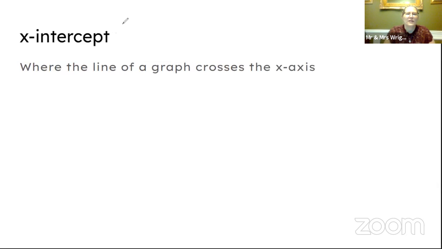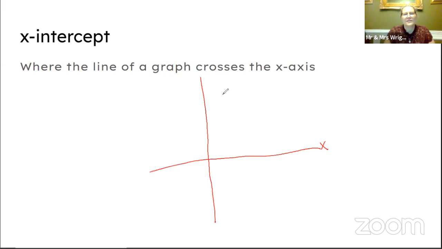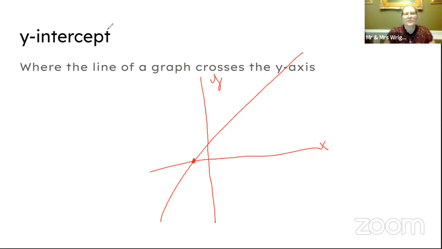X-intercept, that goes back to our graph. We have our y-axis and our x-axis. And the x-intercept is where the line, or the graph of the line, would cross the x-axis, okay? And that brings us to y-intercept, which is exactly the same thing, but on the y-axis. It's where the graph of the line would cross the y-axis. Axes.